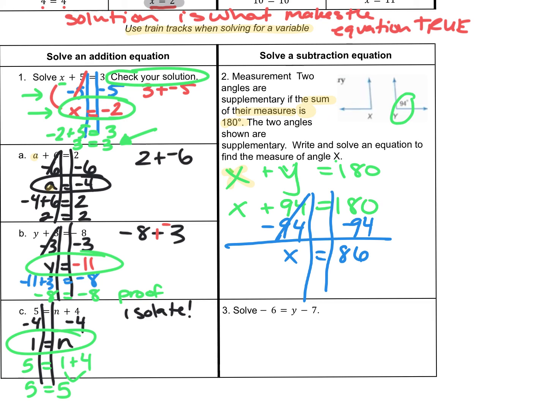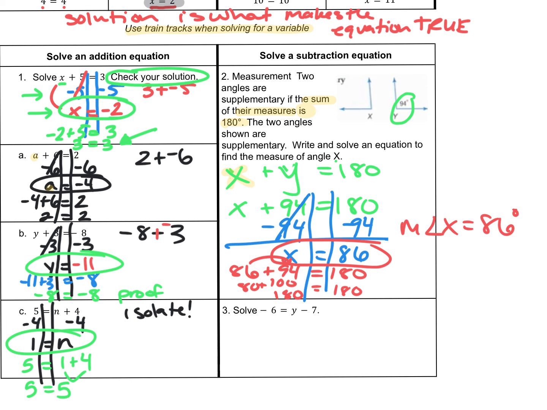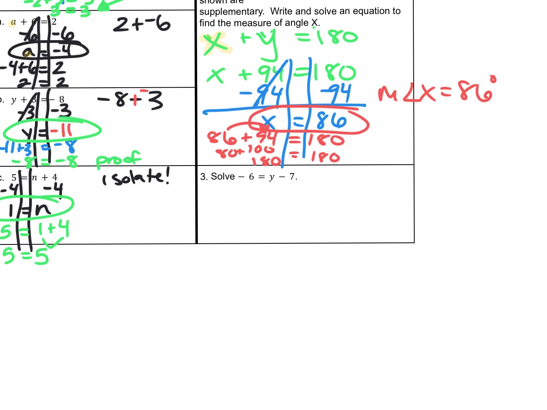So 86. I should check for sure because I wasn't feeling super confident. So I'm going to plug in 86 plus 94. Does that equal 180? Well, I know that 6 to here is 100. So 100 plus 80 equals 180. So it's true. This is my solution. So the measure of angle x is equal to 86 degrees. So notice the opposite of adding was subtraction.